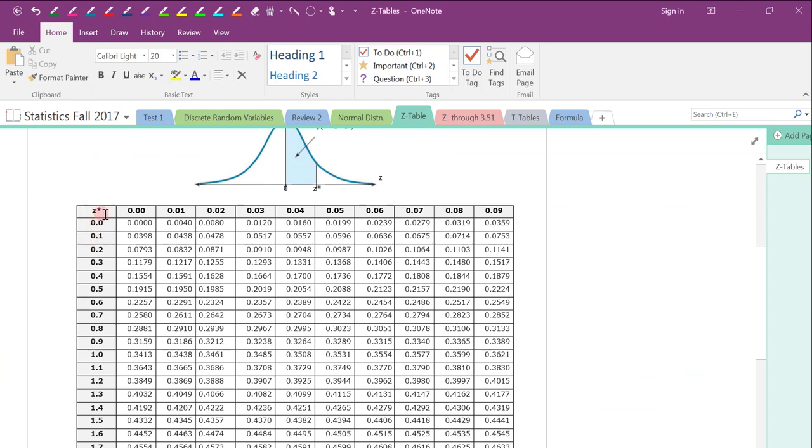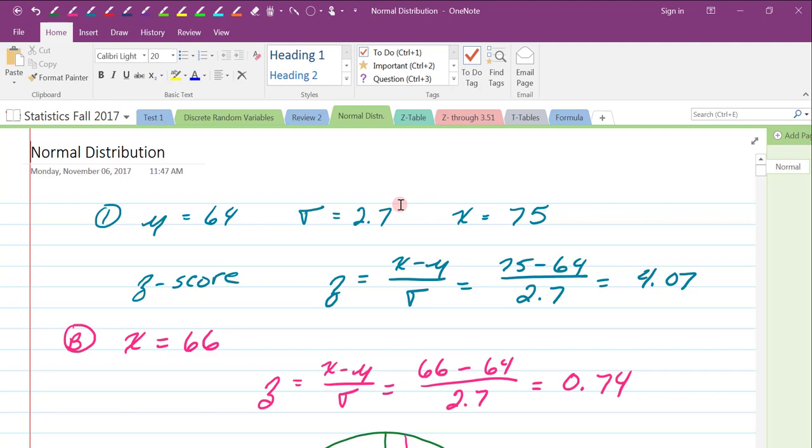We find our z by going through this column and this row. So 0.1, and then we scroll over to the column with the 4 in it. So this value right here, the area under the curve for z is equal to 0.14. So the area under the curve between 0 and 0.14 is equal to 0.0557. So we'll switch screens and we'll go back and put that in here.